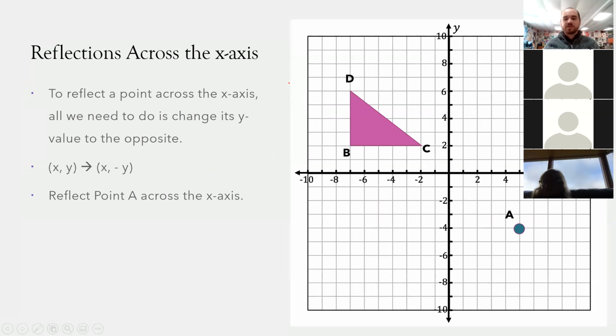Right? So first thing we want to do is reflect point A across the x-axis. Now point A is at the coordinates 5 comma negative 4. So we're going to translate that. The x value is going to stay the same, right? We keep our x as whatever value it was. And then we change the y value to its opposite. What's the opposite of negative 4?